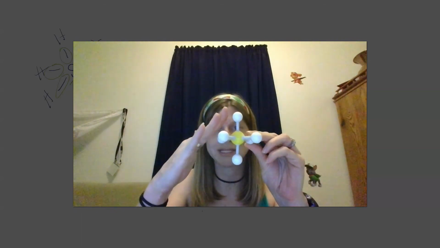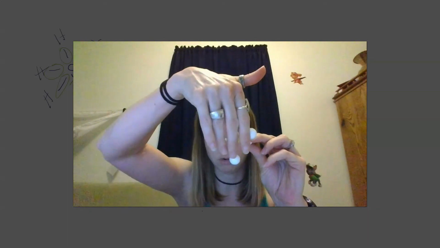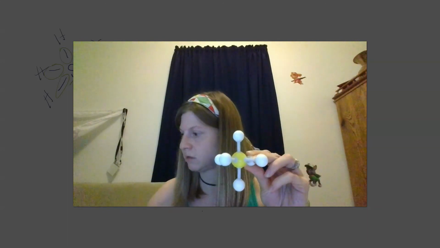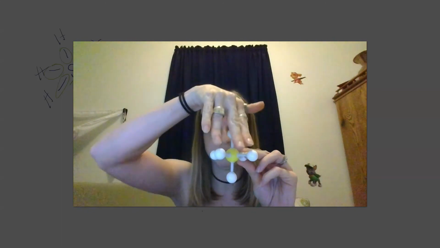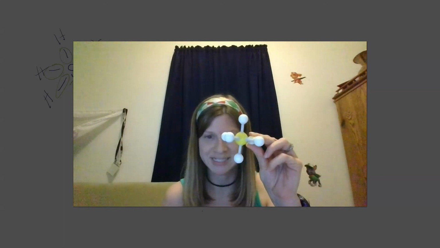Again, I wish it was hex something, but the octa is coming from 8 sides. So if I were to put a side on this, 1, 2, 3, 4, 5, 6, 7, 8. There's 8 sides. So there is a reason, but it's a dumb reason. So it's octahedral electron domain geometry, and if it has all 6 bonds, it's octahedral molecular shape.